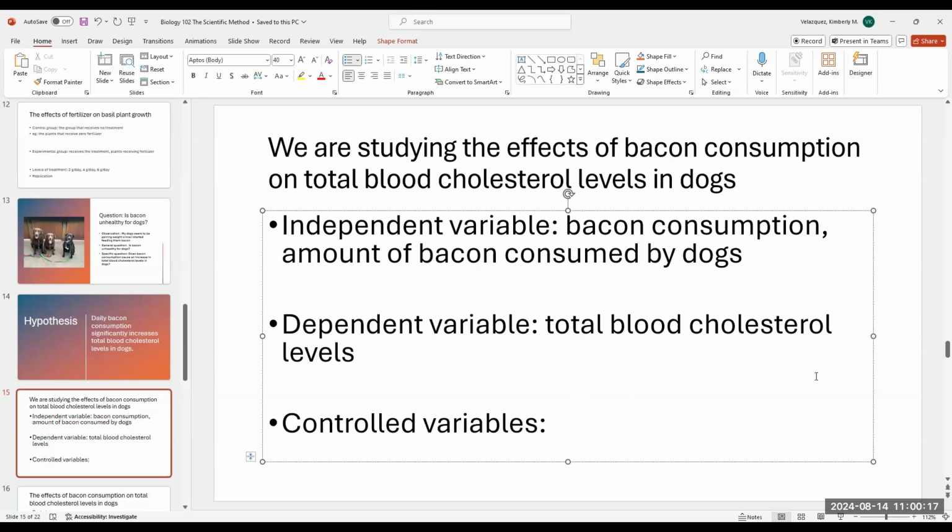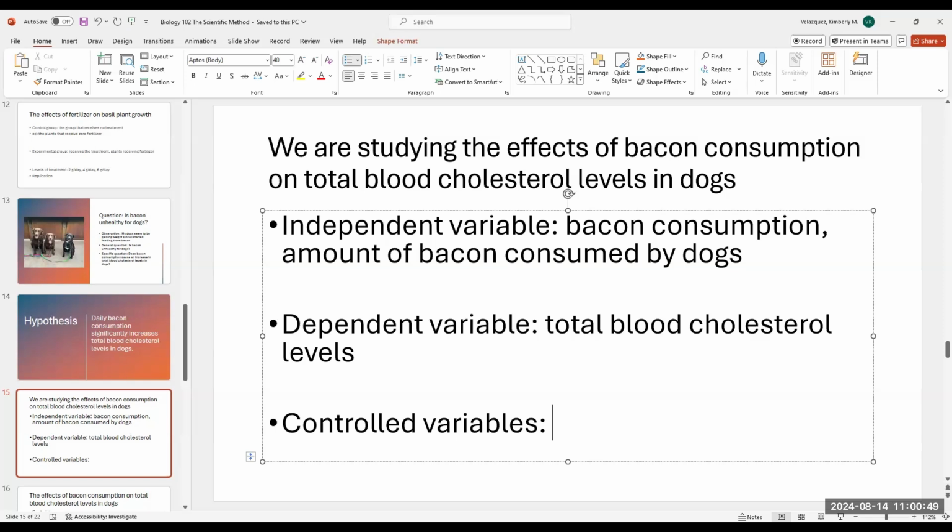Controlled variables. What are the things that we would want to keep the same amongst all of our dogs so we could say that that change in total blood cholesterol level was only due to the bacon consumption? We know that these types of studies are very hard to conduct in humans, right? Because you can't put humans in a lab and only feed them what you want them to eat all day, every day. So these types of studies are much harder in humans.